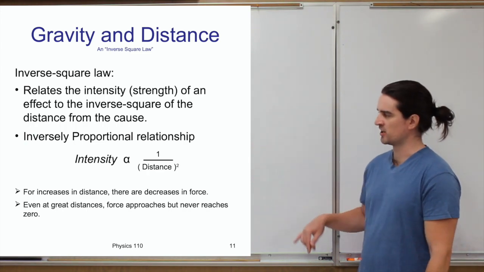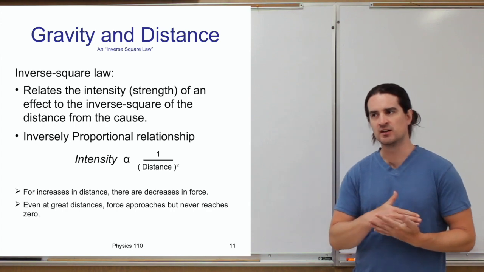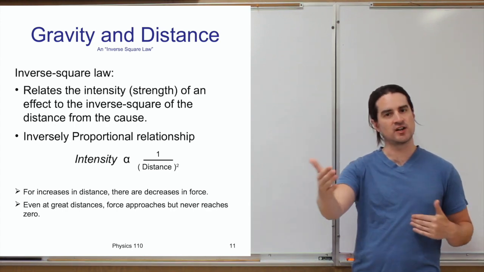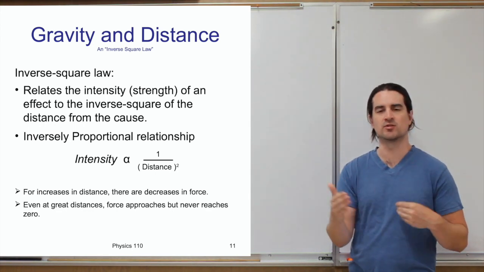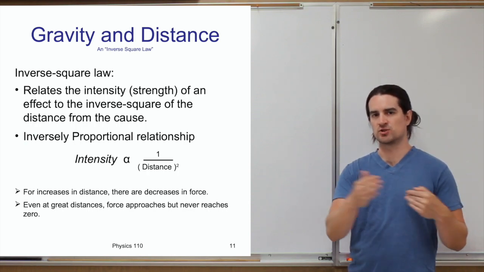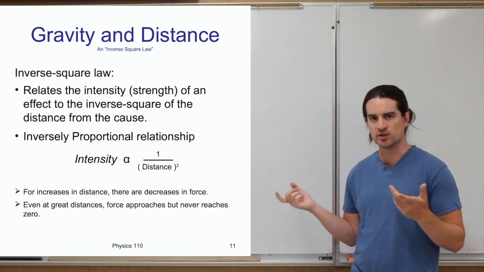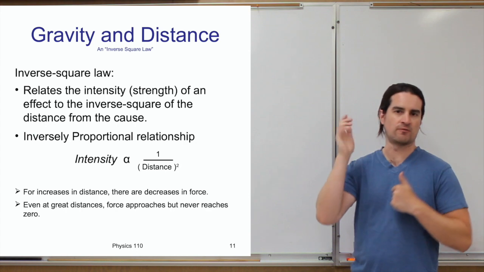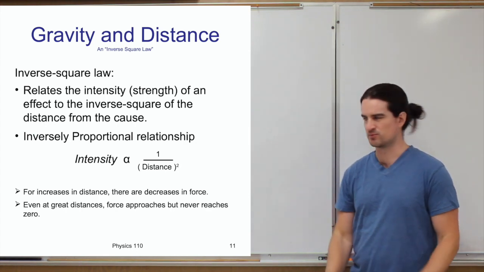And just to point out what that means for gravity: even if you get very, very far away, the distance gets very large, the intensity of the force of gravity goes down quite a lot, but it never actually goes to 0. Even if you go very far away, you're essentially just dividing by a very big number, and you get a very small number, but it's not 0. So even very, very far away from the Earth, there is still a gravitational force from the Earth, it's just incredibly small.